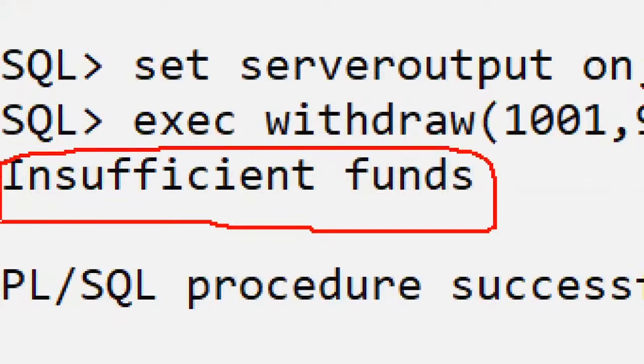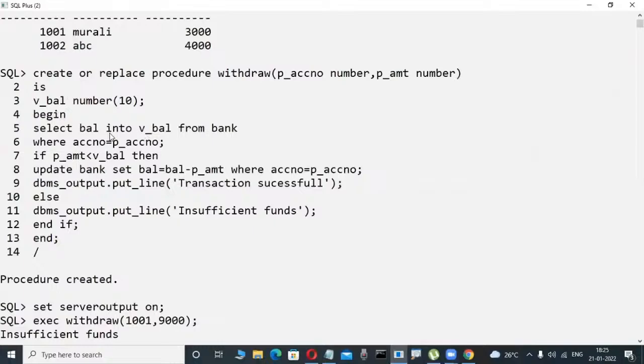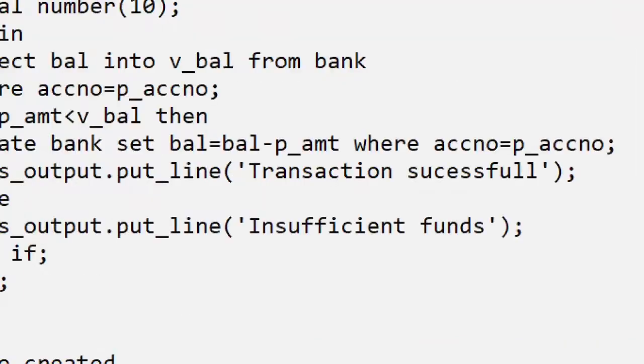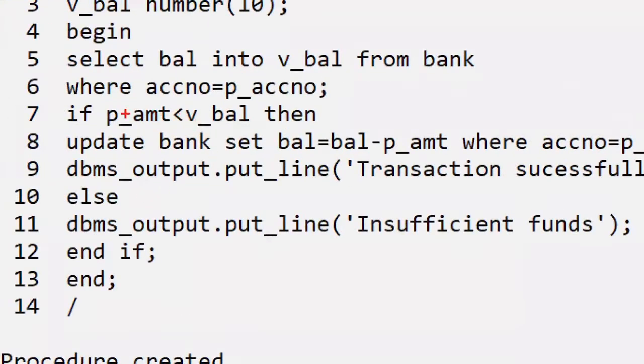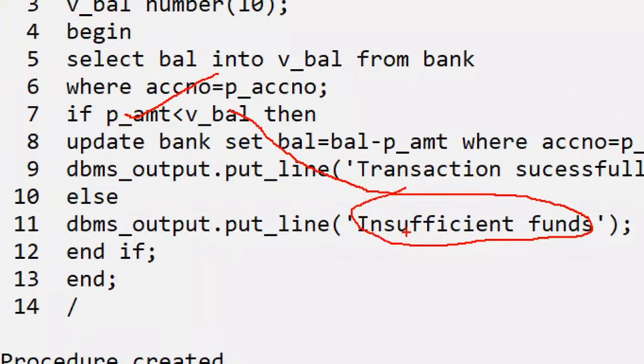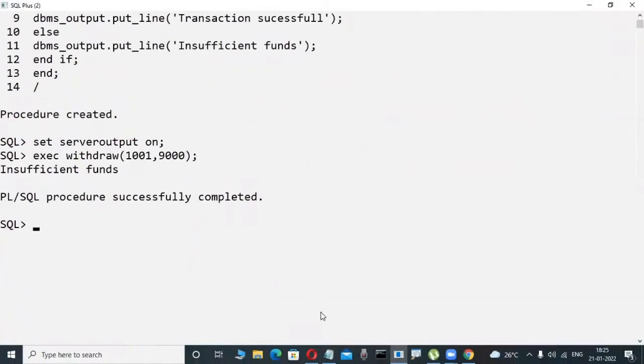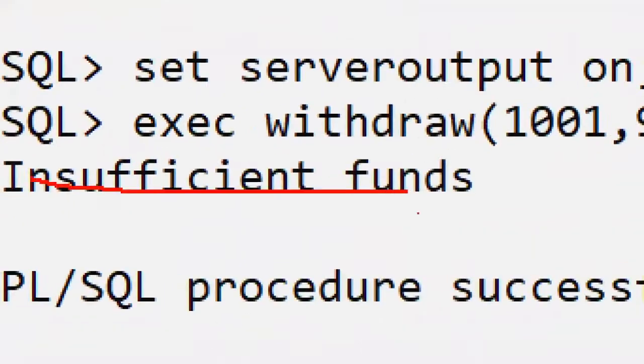How is it possible? This coding is executed, whatever I'm writing is executed. Your amount is more than the available balance, that's why insufficient funds only. It will display the message. Now, logically observe here, insufficient funds is the message, it will be displayed.